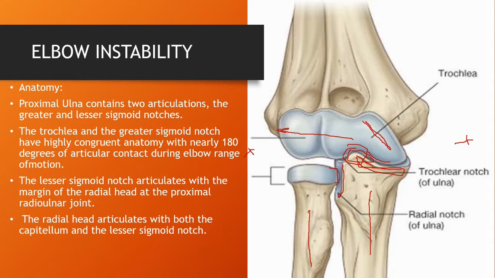forces. Okay, the trochlea of the distal humerus and the greater sigmoid notch of the ulna bone have highly congruent anatomy with nearly 180 degrees of articular contact during elbow range of motion. So this articular contact here makes this a very stable articulation because of the large surface area of contact with opposing bones.